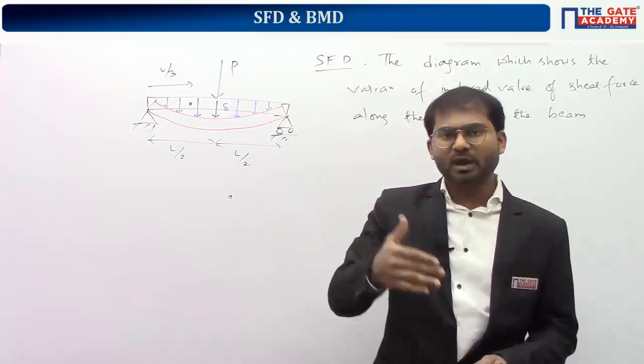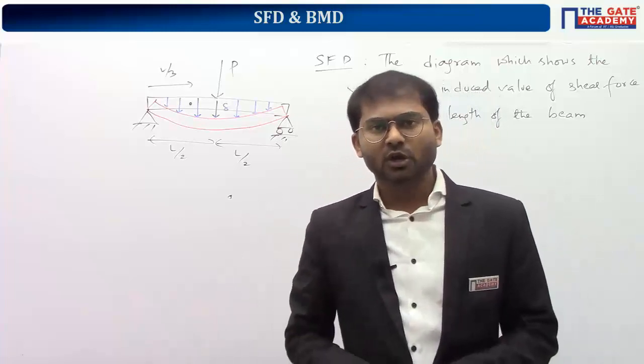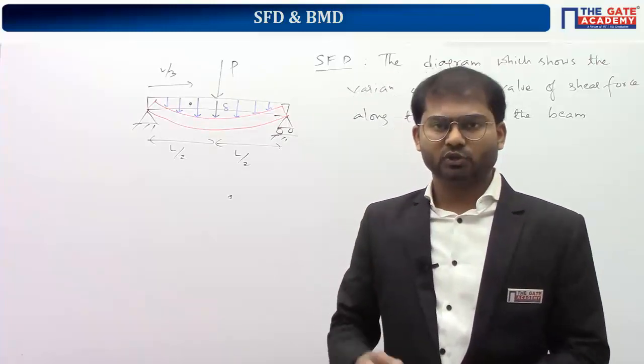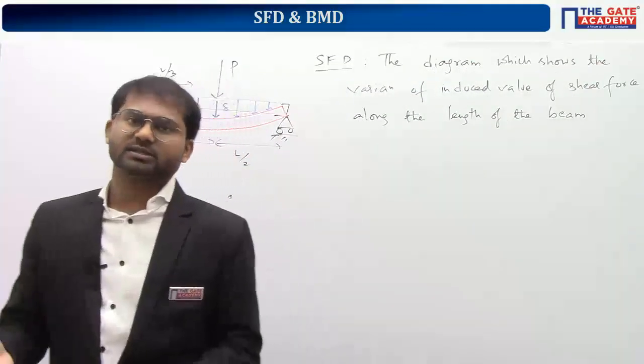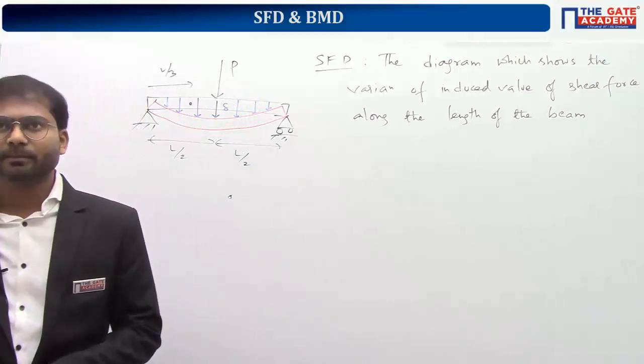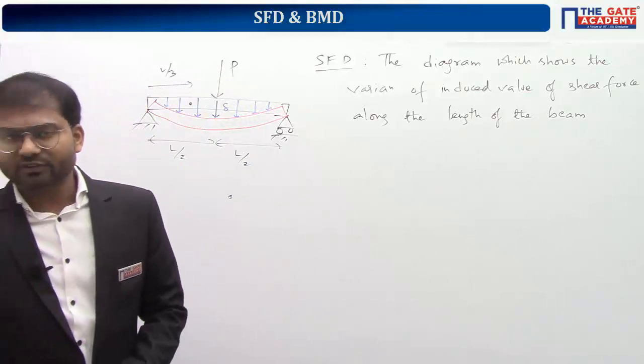So that force is anyways parallel to the area of cross section, so we call it a shear force. So that is the induced value of shear force. The shear force diagram gives us the induced value of shear force like this at every point along the length of the beam. Okay, so kindly put this definition of shear force diagram.